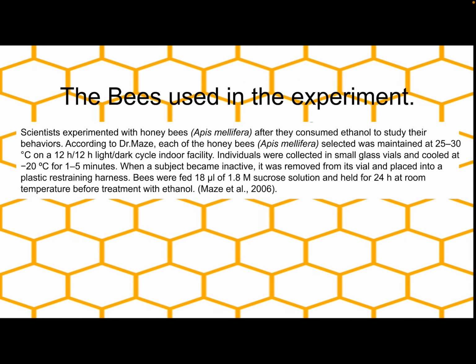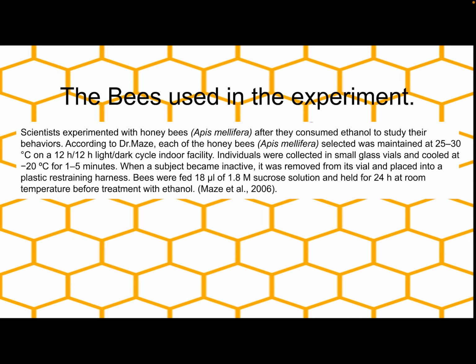The bees used in this experiment. Scientists experimented with honeybees after they consumed ethanol to study their behaviors. According to Dr. Mays, each of the honeybees selected was maintained at 25 to 30 degrees Celsius on a 12-hour day, 12-hour night light and dark cycle in an indoor facility. Individuals were collected in small glass vials and cooled at 20 degrees Celsius for 1 to 5 minutes, until the subject became inactive.